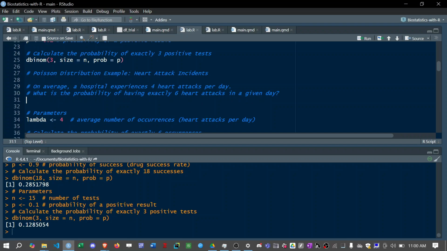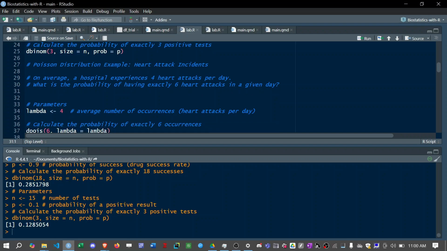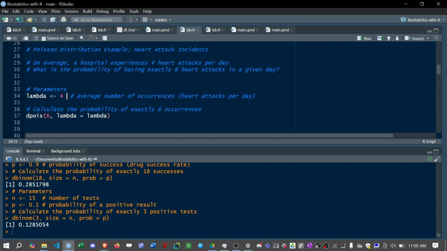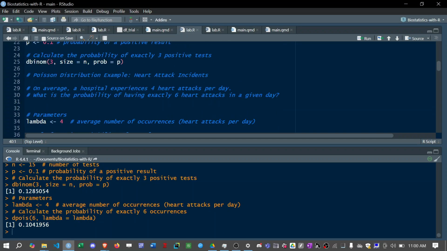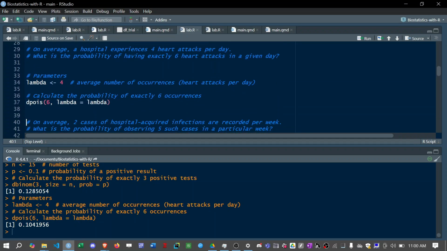Now for the Poisson distribution. I'm told that the Poisson distribution uses a parameter lambda, which is the average of an event occurring within a particular interval. So on average, the hospital experiences 4 attacks per day, and we want the probability of having exactly 6 attacks in a given day. So lambda is 4, and we need only 2 variables for the Poisson formula, which is dpois. We give our random variable x, which is 6, and we give the value of lambda in the lambda argument. So when you run this, you can see that the probability of having exactly 6 attacks in a given day is 0.104.